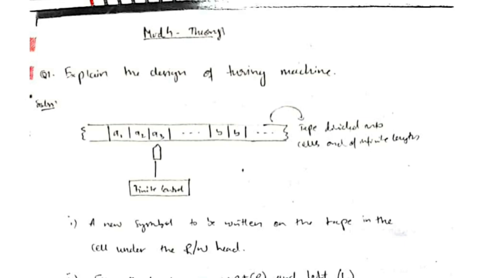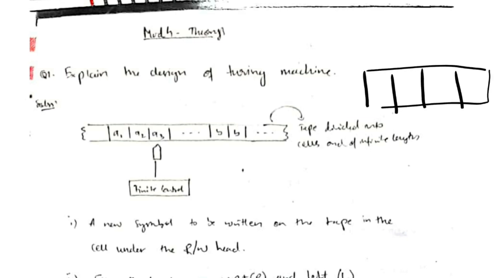Coming to the theoretical part of module 4, we have 3 questions. The first one is: explain the design of Turing machine. We have all understood what a Turing machine is. When there is a string on a tape, the machine processes the tape and reaches the final state, meaning the blank space.